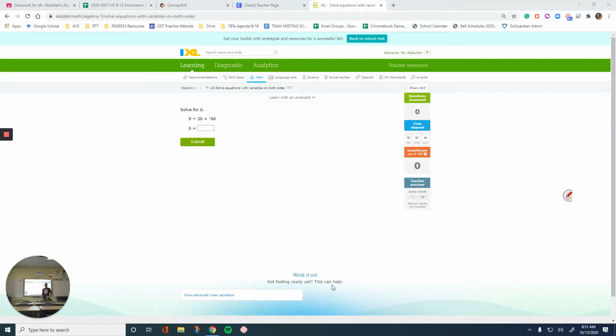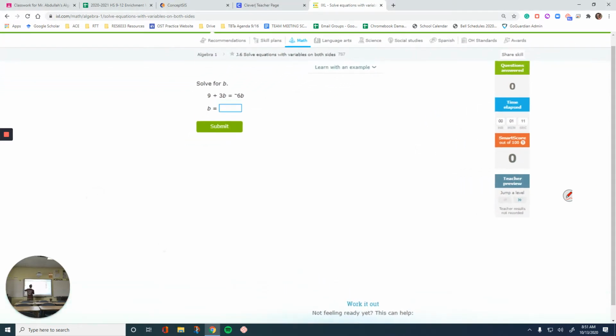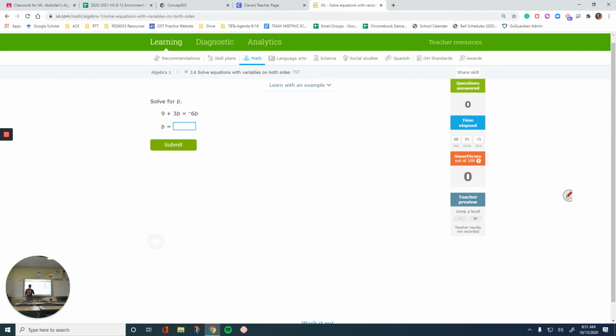Hello everyone. In this video, we are going to continue solving linear equations on IXL, but in this one, we are going to have a variable on the left side and the same variable on the right side with a different constant in front of it. So, the assignment we are working on is J6, solve equations with variables on both sides. Here's our first example. Let's zoom in a little.